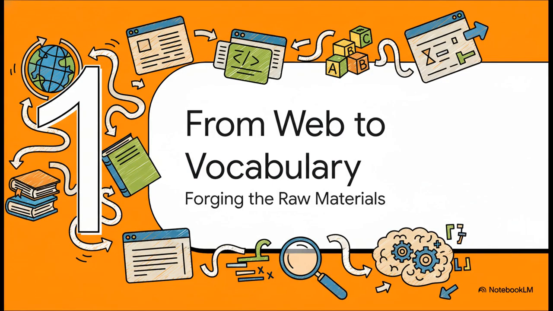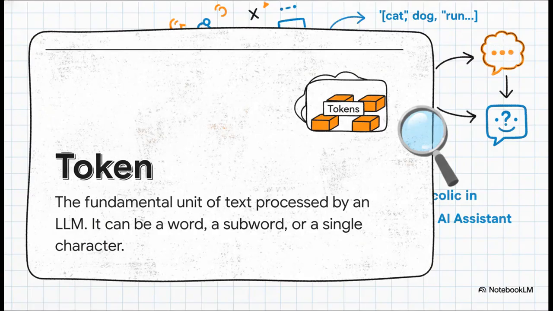Okay, so the very first stop in our AI factory is all about forging the raw materials. I mean, we've got to take the completely chaotic, unstructured text of the entire web and turn it into a language the machine can actually process and understand. And that whole process kicks off with something called tokenization.